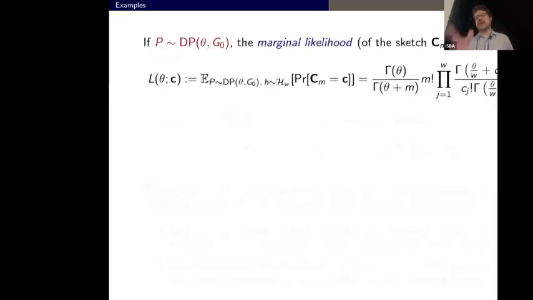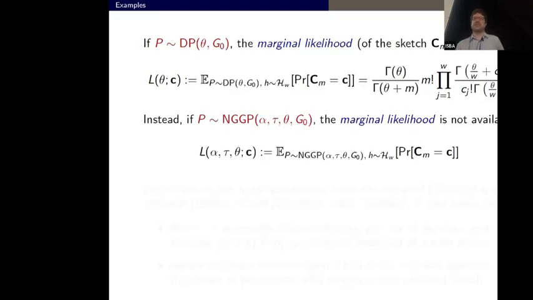And just one comment about estimation of hyperparameters. In the Dirichlet case, it's very simple because we can resort to the finite dimensional distribution. So basically, we can estimate theta by maximizing the marginal likelihood, or otherwise we can put a prior, but we have access to the likelihood of the sketch. It's a Dirichlet-multinomial likelihood, so it's simple. Otherwise, if you move away from the Dirichlet process, it's not simple.